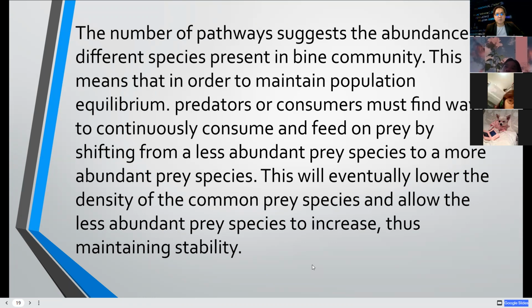Because the more population we have of the prey, it also consumes a lot of energy in the ecosystem or ecological niche. This will eventually lower the density of common prey species and allow the less abundant prey species to increase, thus maintaining the stability. The ecological niche now is stable by maintaining the number of prey species.